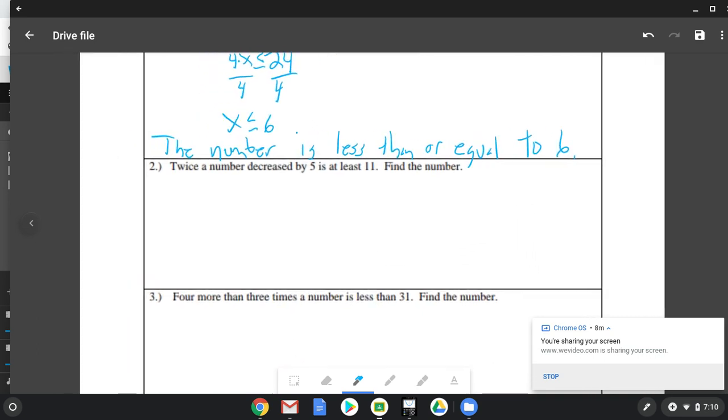Twice a number decreased by 5. So a number, once again, is going to be my x variable. So this says twice, so that'd be 2 times x. Decreased means minus.